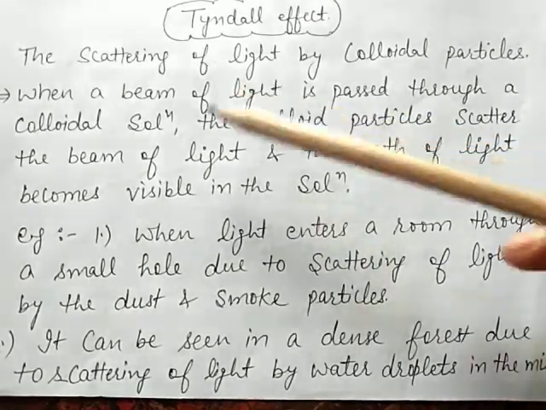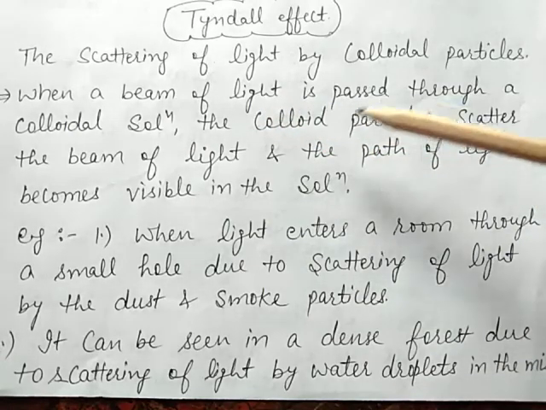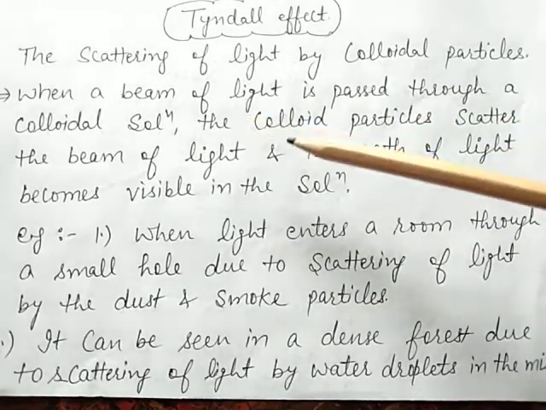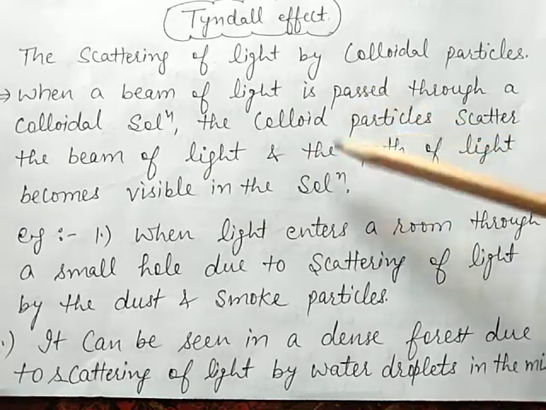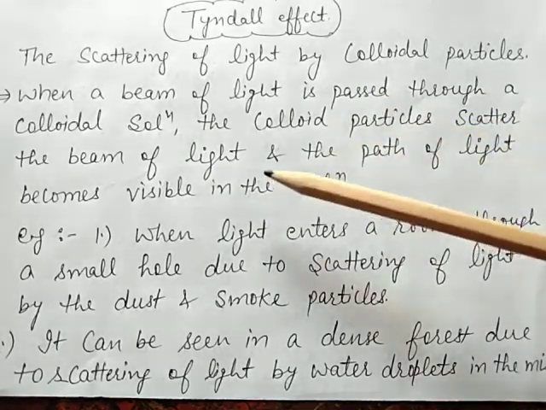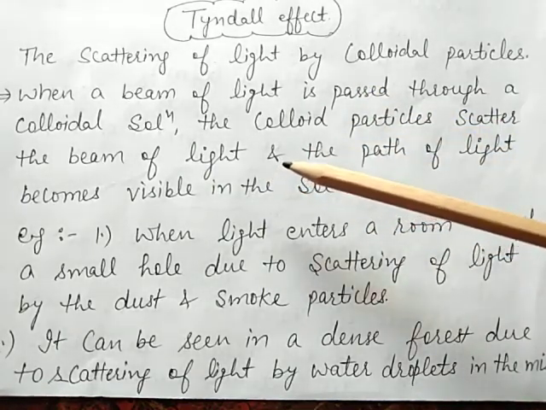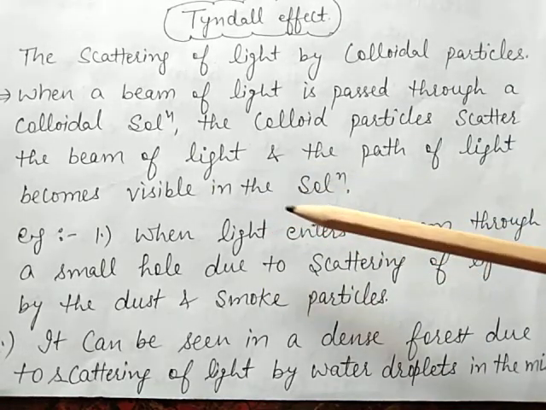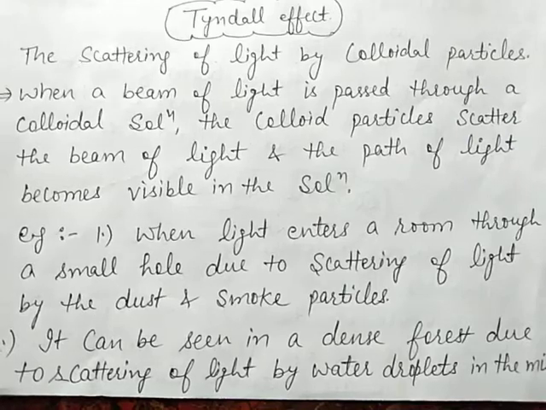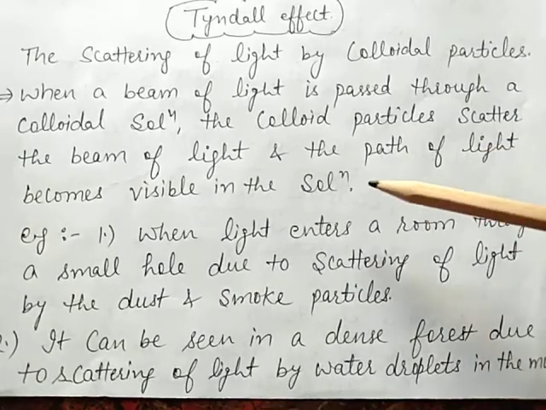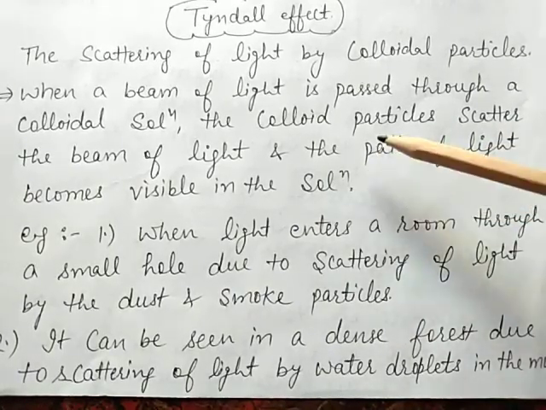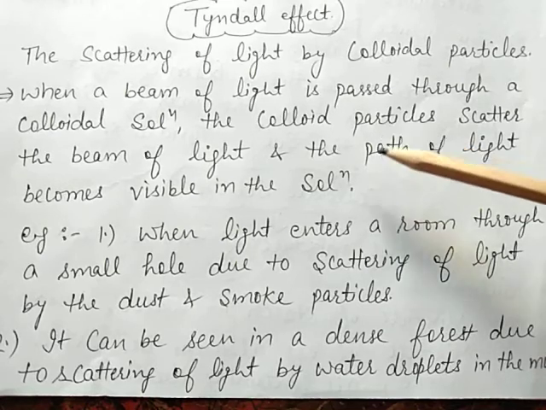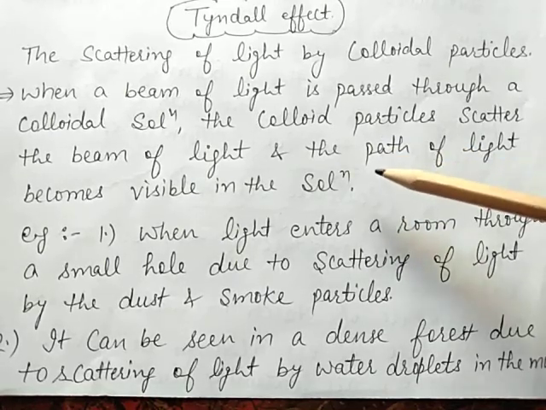It is observed when a beam of light is passed through a colloidal solution, then the colloid particles scatter the beam of light. Its path becomes visible in the solution. The colloidal particles can be seen with a zigzag path. Zigzag path means Brownian movement.